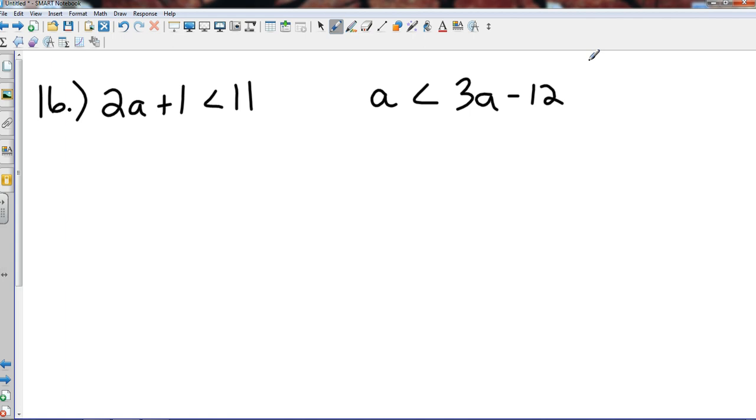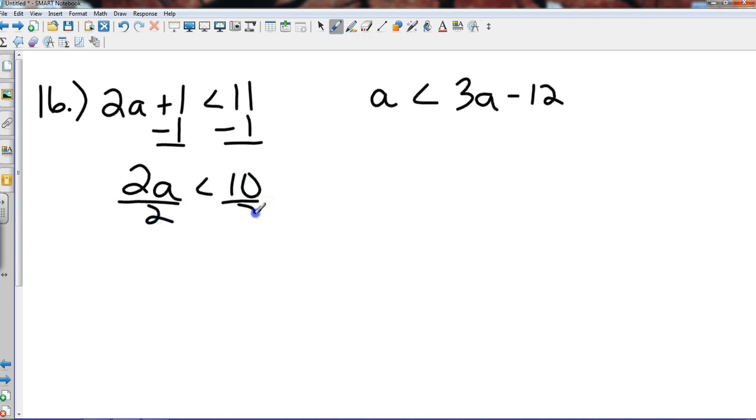Number 16. Okay, go ahead and take a second and solve those on your own without me. And then we'll get back to it in just a second. Okay, first equation, what do we do? Subtract 1. And then divide by 2. A is less than 5.